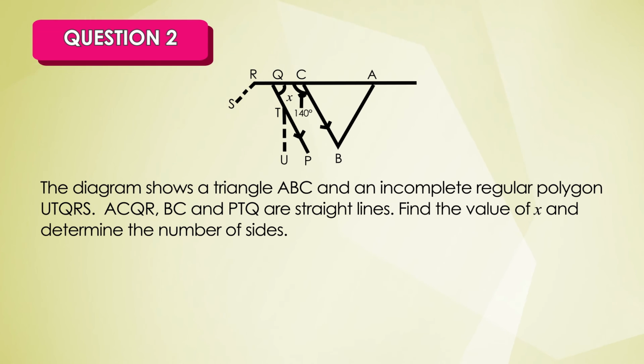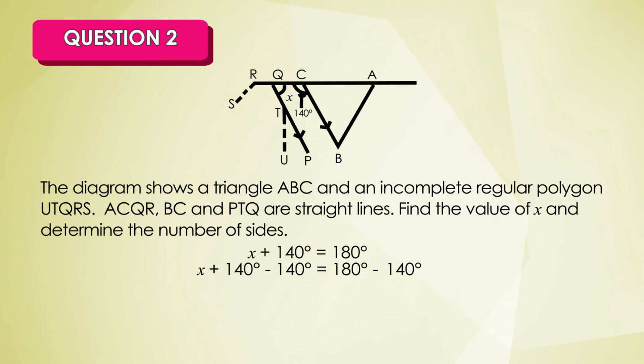Since line PTQ and BC are parallel lines, the sum of the angles Q, C, B, and x should be 180 degrees. x plus 140 degrees equals 180 degrees. x plus 140 degrees minus 140 degrees equals 180 degrees minus 140 degrees. x equals 40 degrees.